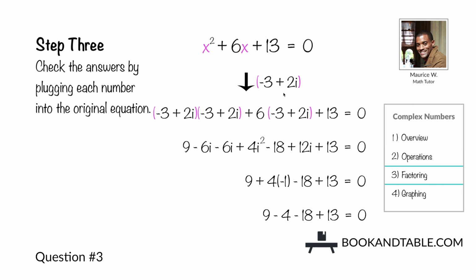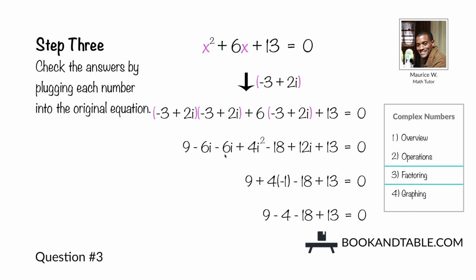And now we test our second potential value, negative 3 plus 2i, and we plug it in for x here and here. We'll use the FOIL method to expand our x squared. Negative 3 times negative 3 is 9. Negative 3 times positive 2i is negative 6i. 2i times negative 3 is negative 6i. And 2i times 2i is positive 4i squared. 6 times negative 3 is negative 18. 6 times 2i is 12i. Plus 13 is equal to 0.